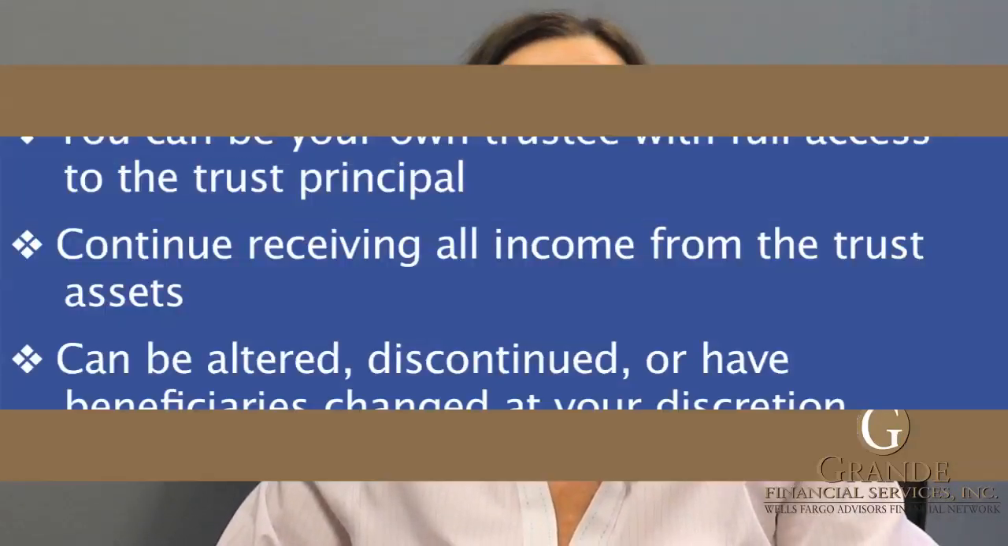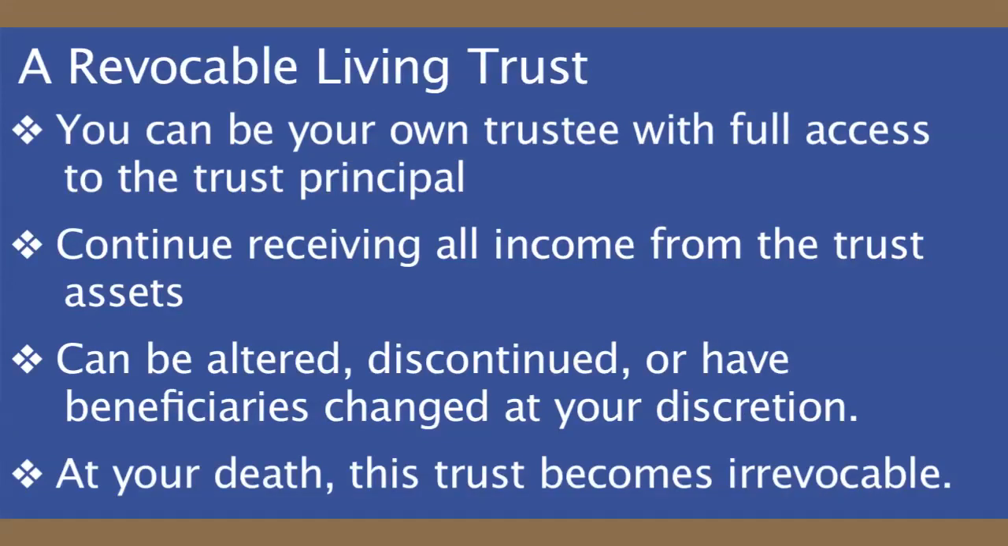The previous four documents are essential as a starting point. This fifth document, a revocable living trust, is one that you may also want to discuss with your attorney. It may be suitable for your situation, but in some cases, your attorney may suggest that it is not needed. If your attorney suggests creating a revocable living trust, you can be your own trustee, you continue to receive all of the income from the trust assets, and you have full access to the trust principal.